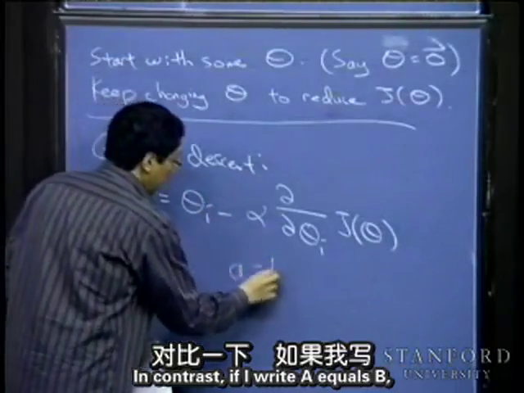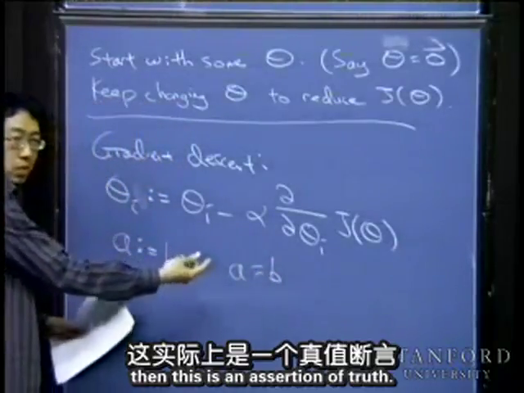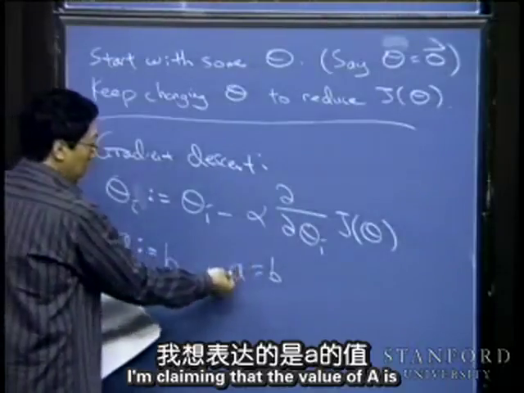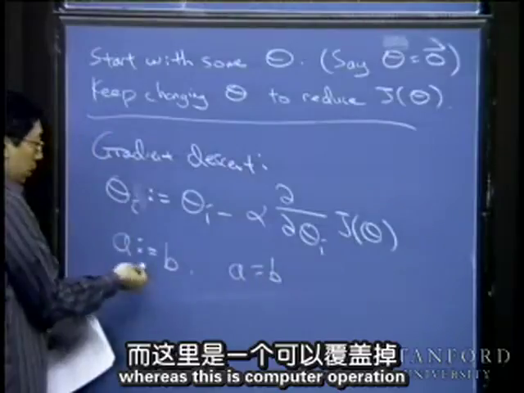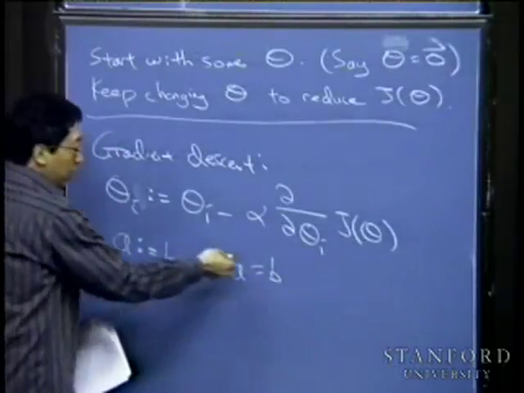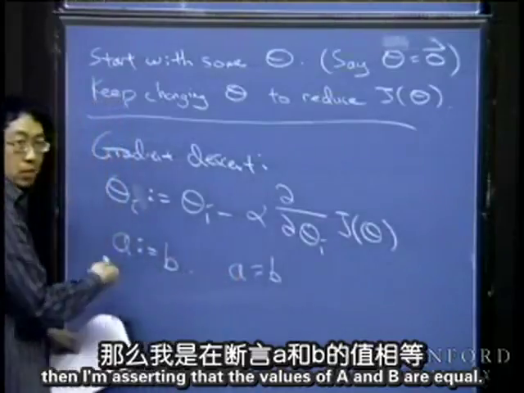In contrast, if I write a = b, then this is an assertion of truth. I'm claiming that the value of a is equal to the value of b. Whereas a := b is a computer operation where we overwrite the value of a, if I write a = b, then I'm asserting that the values of a and b are equal.